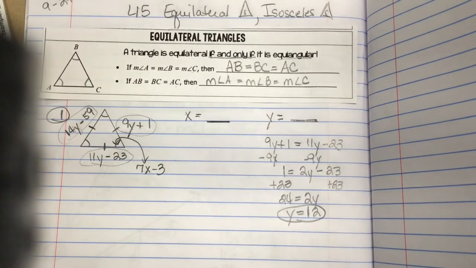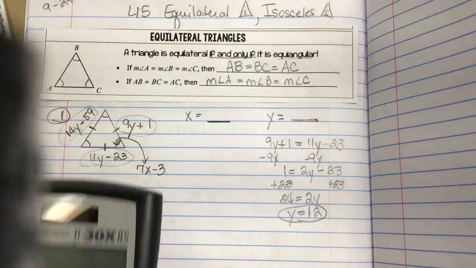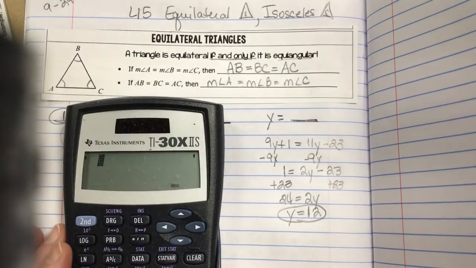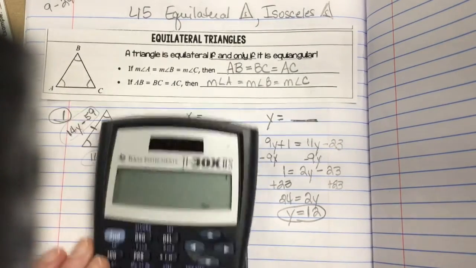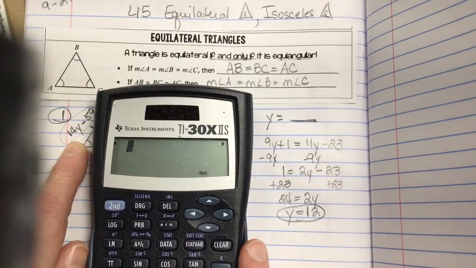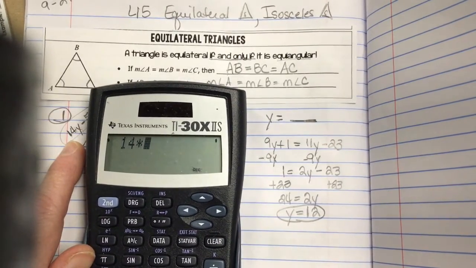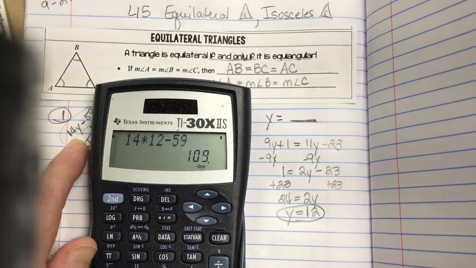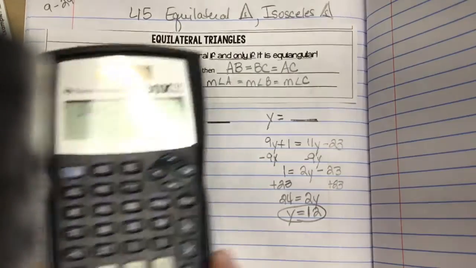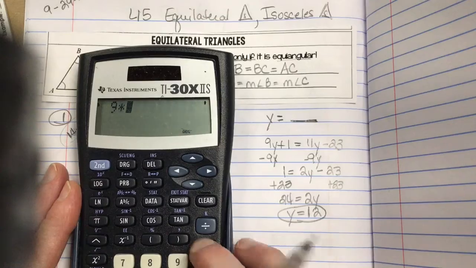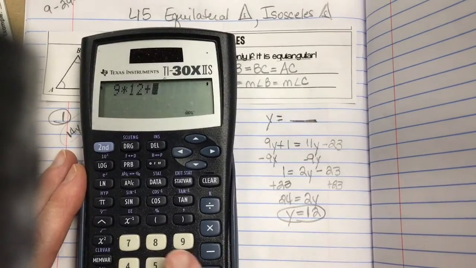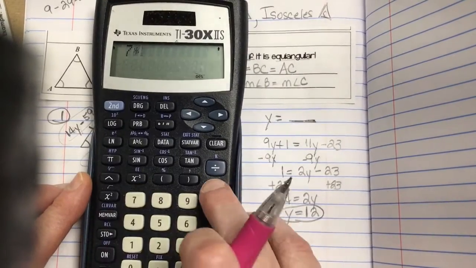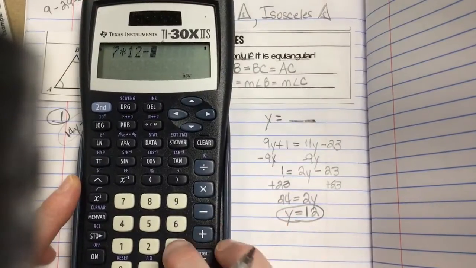Now, I'm going to pull my calculator and show you that it's got to work. Because, I think you can see that one. If I put 12 into each one of these, if I say 14 times 12 minus 59, I get 109 units for that side. Okay, let's put 12 in that one. 9 times 12 plus 1. Not a surprise. I get 109 for that one. And then 7 times 12 minus 3.